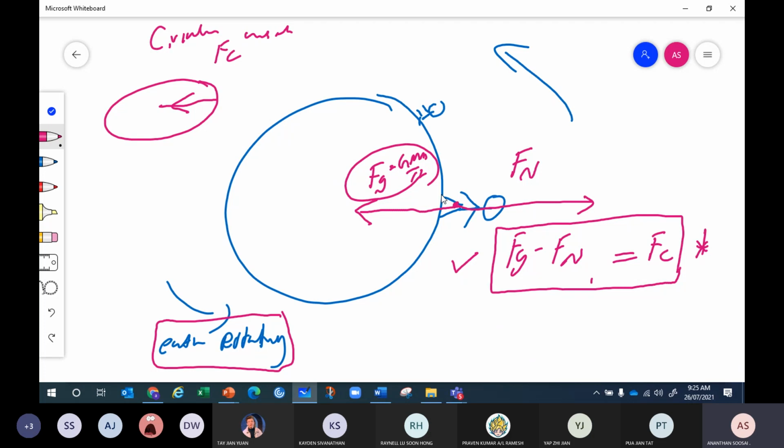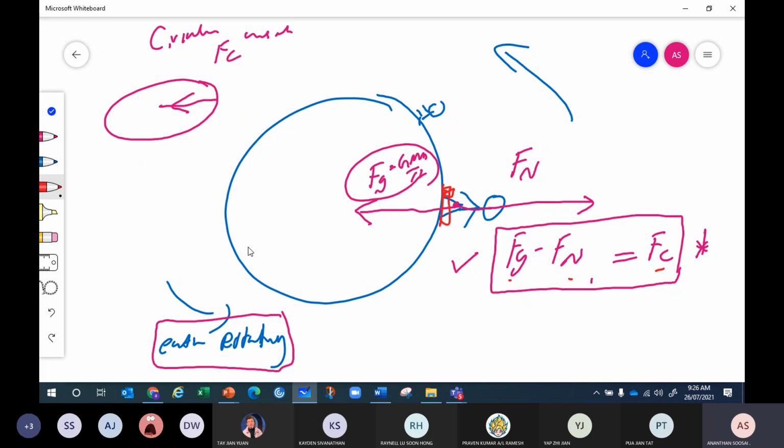Now I want to ask you an important question. Let's say you are standing on a weighing scale at the equator. The weighing scale gives you a reading of your weight. The reading of this weighing scale is which one: Fg, Fn, or Fc? I want you to WhatsApp your answer. I want to see how many of you really understand this. I give you 1 minute. It is very important for you to think.